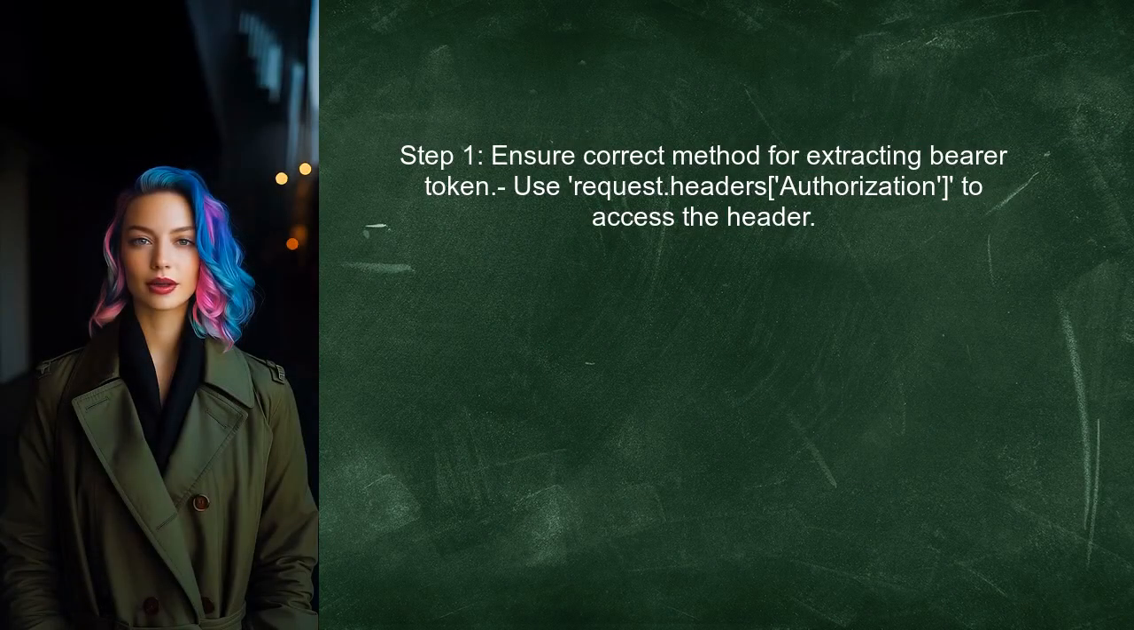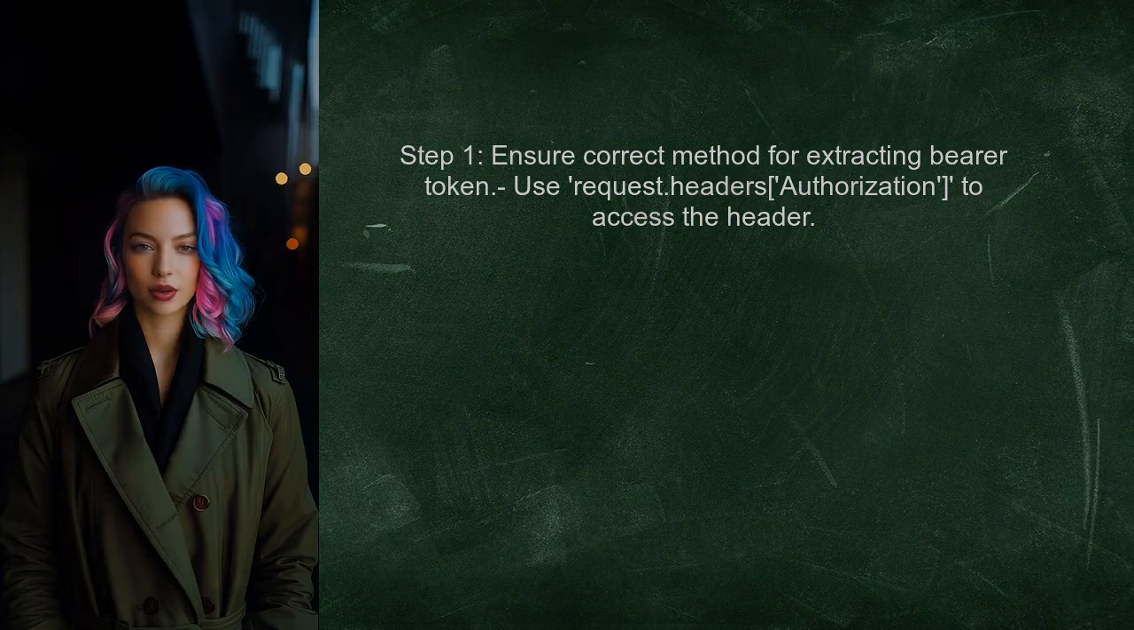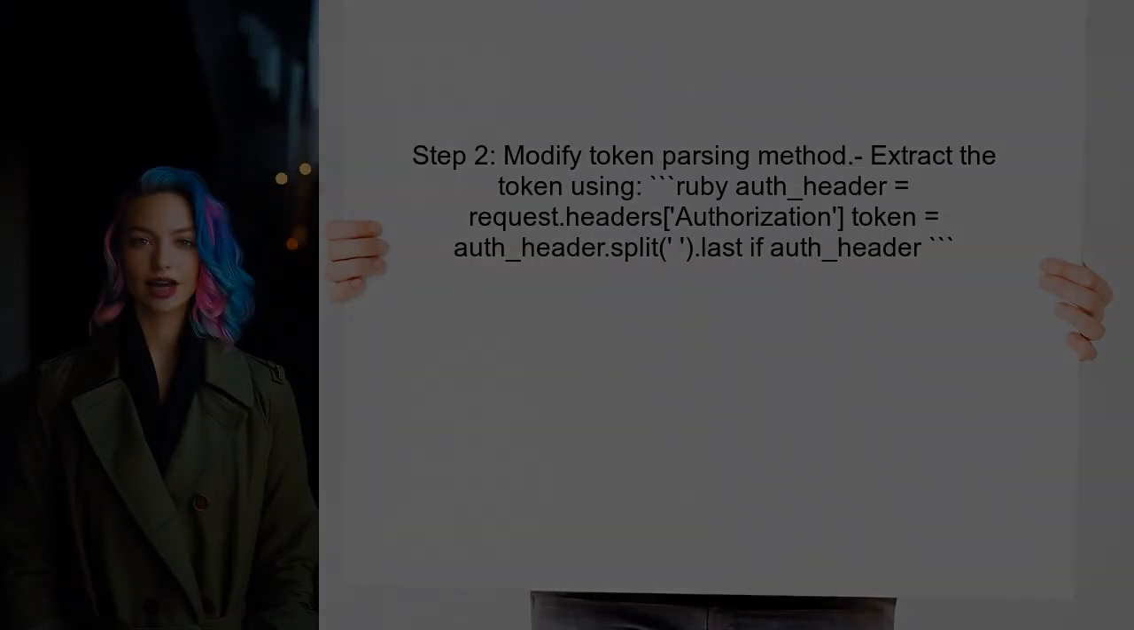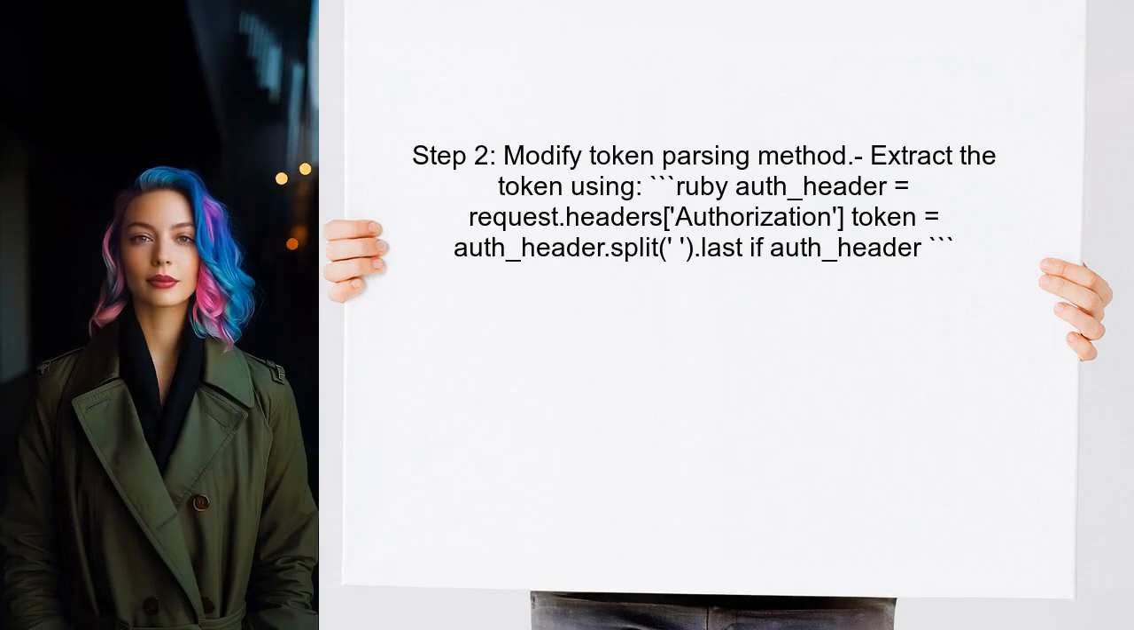To retrieve a bearer token in a Rails application, the user should first ensure that they are using the correct method to extract the token from the request headers. Next, the user needs to modify the way they parse the token. Unlike the previous token format, the bearer token requires a different approach to extract the actual token value.